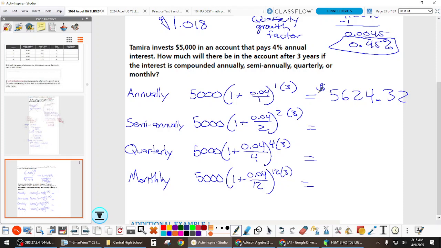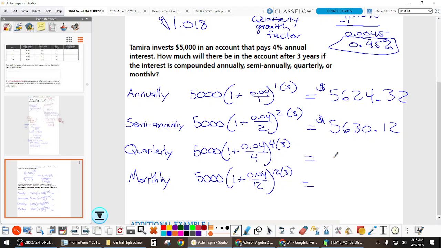Okay, and then Jorge, what'd you get for semi-annually? 5,630.12. Okay, so that was an extra $6. Same time frame in the bank, just compounding twice as often. And we got an extra $6 out of it. Okay?